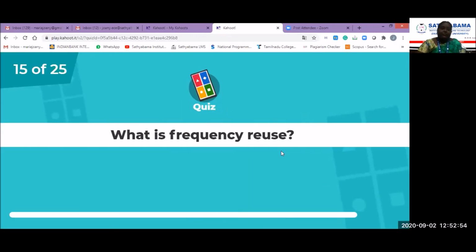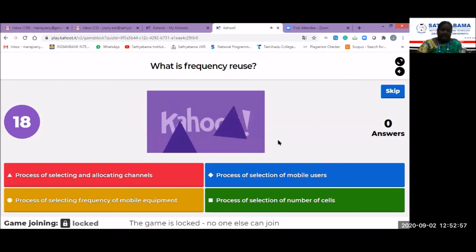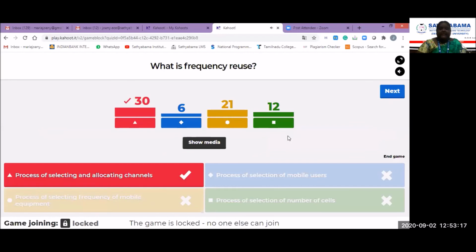What is frequency reuse? Is it a process of selecting and allocating channels, or a process of selecting the frequency of mobile equipment, or the process of selection of mobile users, or the process of selection of number of cells? Yes, it is going to be the process of selecting and allocating the channels, frequency reuse. The only condition is that neighboring cells should not have the same frequency.